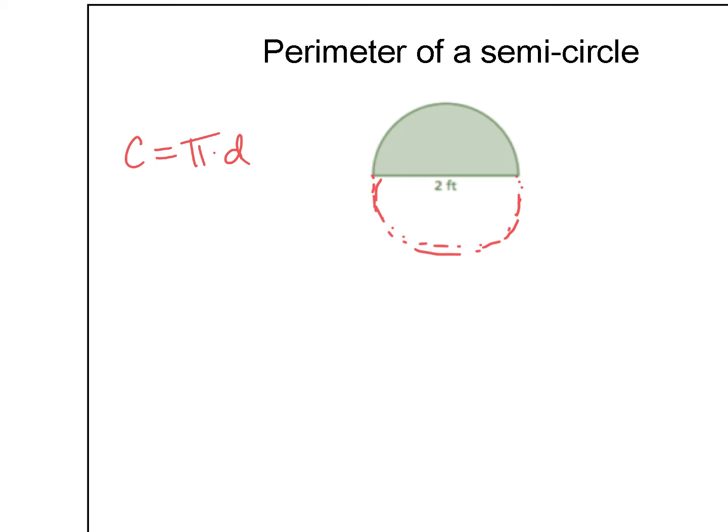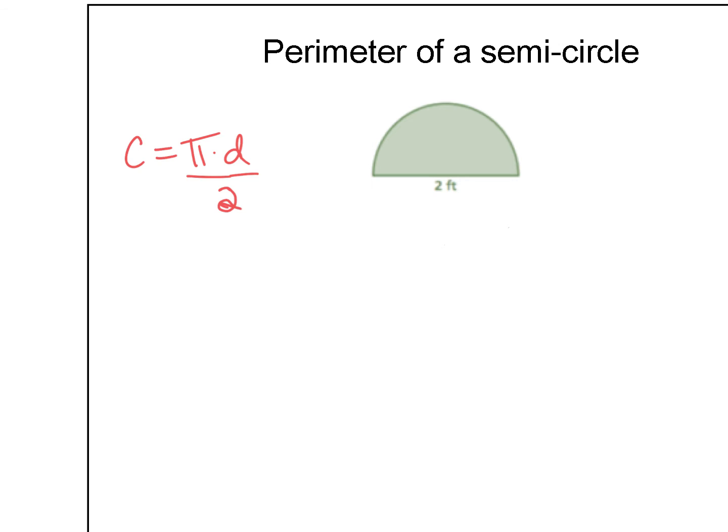But now let's think about it. The circumference of a circle is pi times diameter for a whole circle. What would I have to do then to get rid of this whole part here? This whole part is going to be gone now because it's just a semicircle. So I'm going to divide my whole circle in half because it's only half of a circle. So I divide it by 2.